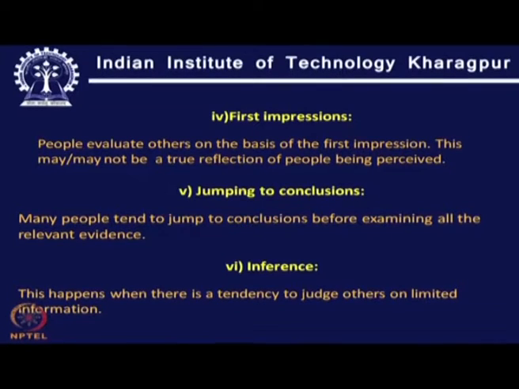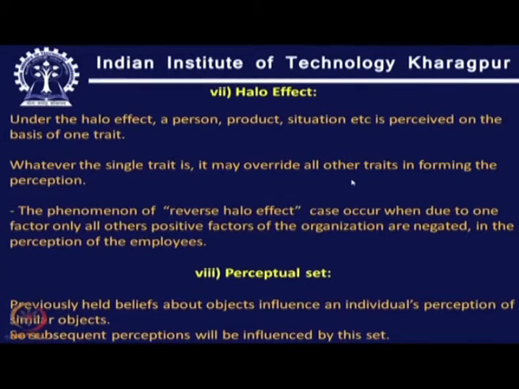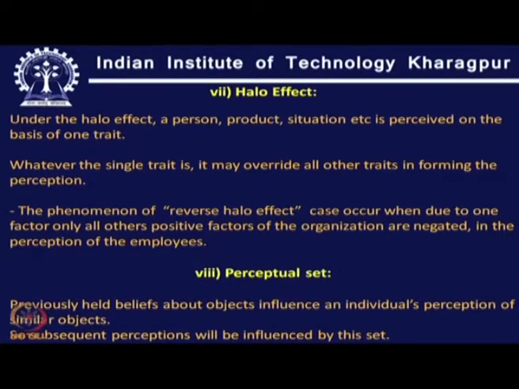Inference is where people have to judge others on limited information. When we are talking of the halo effect, what happens under this halo effect? A person or a product or a situation is perceived on the basis of only a single trait. Whatever the single trait may be, it may override all other traits in the formation of that perception.